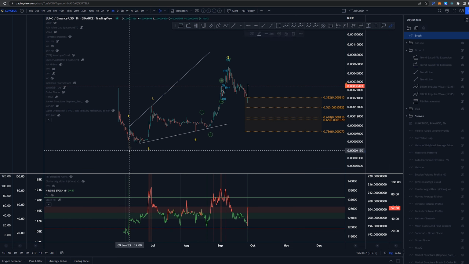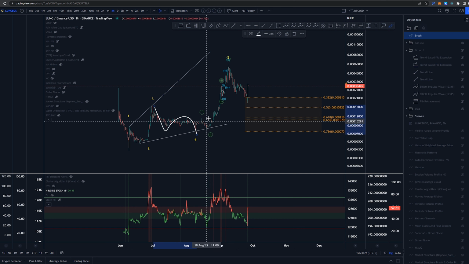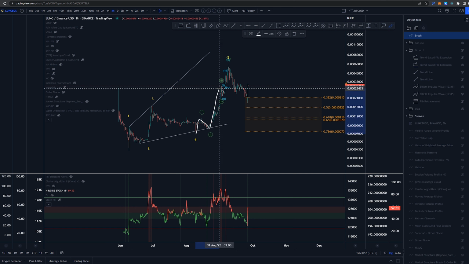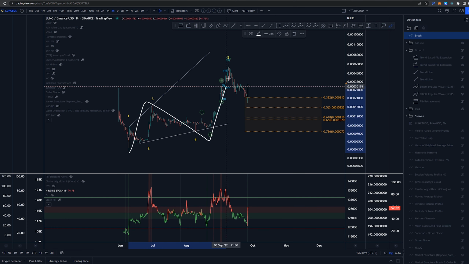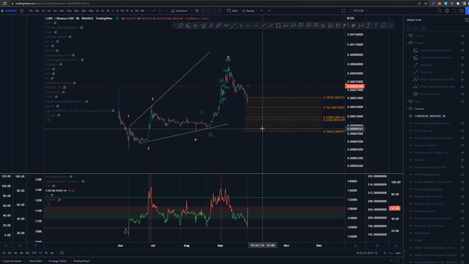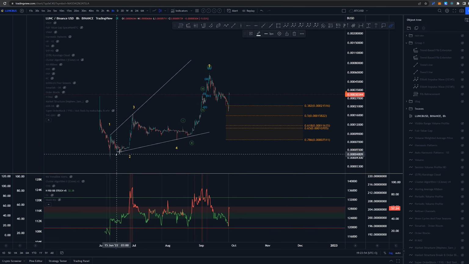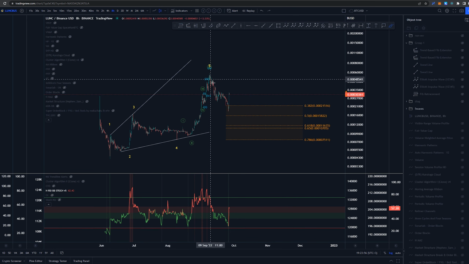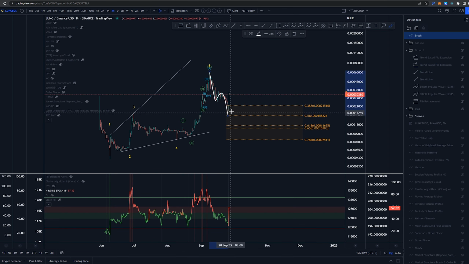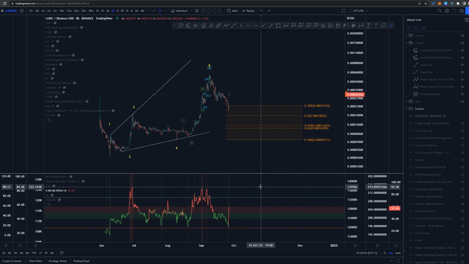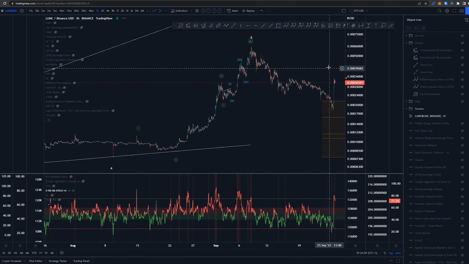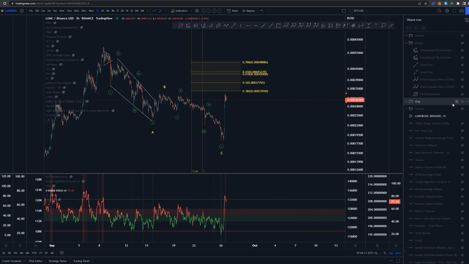Yes, it is. We could have this as an ABC through a pullback, and then I guess we could manage this somehow as an ABC through a pullback and another three waves up, creating this as a WXY on a higher time frame. So whatever this is, it was a move up starting from these lows, ending up here, and now we would be looking for some kind of correction to correct this move before the possible continuation to the higher side.